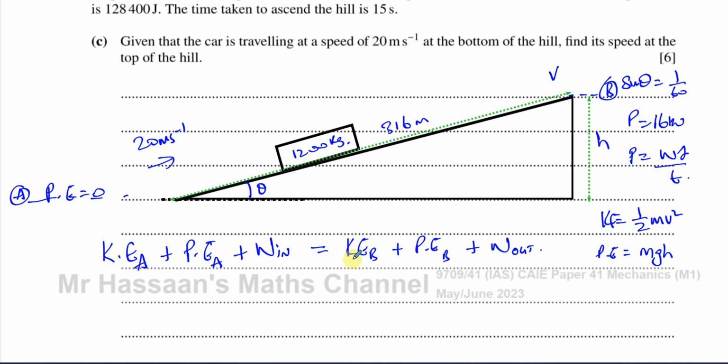So at A, we know that it's going at this speed here. This is the velocity at A. The velocity at B is what we have to find. So a half times the mass, which is 1,200, times VA squared, which we know is 20 squared. Half mv squared, plus the potential energy at A, which is 0, because we've defined this as the zero level, so the displacement is 0, so m times g times 0 is 0, plus the work that goes into the system.